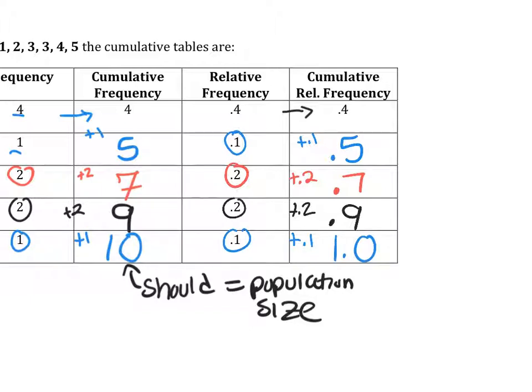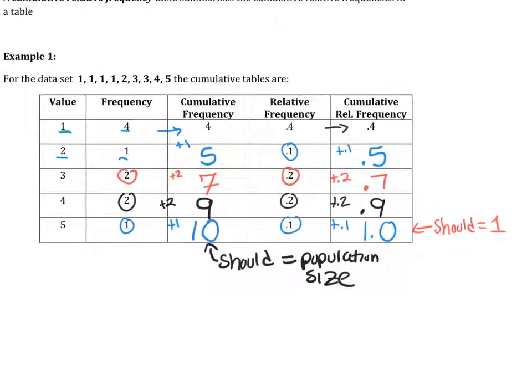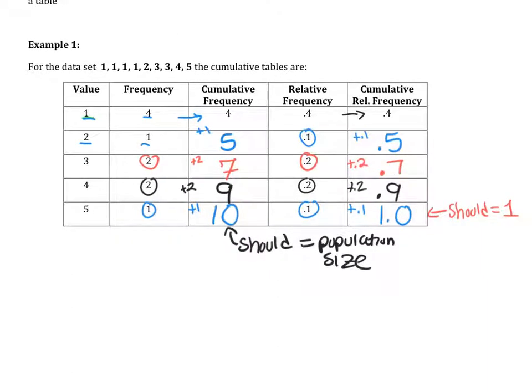And so for cumulative relative frequency, since you're adding up all the frequencies, that number in your bottom row of cumulative relative frequency should be equal to 1, or close to it, depending on how you rounded. So this is a way that you can check both of your cumulative frequency and your cumulative relative frequency. Okay, any questions on that? So it's just a running total.